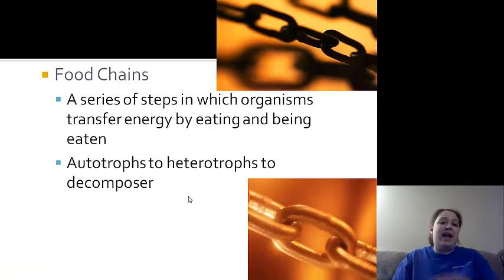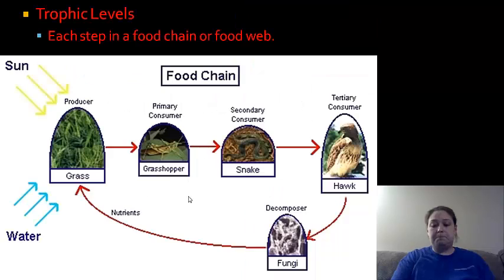Now, when we look at how they actually interact with each other, if we're looking at one sequential step after step after step, that's going to be a food chain: a series of steps in which organisms transfer energy by eating and being eaten. We go from autotrophs, or producers, to heterotrophs, or consumers, and then eventually down the road to decomposers. A trophic level is each step.